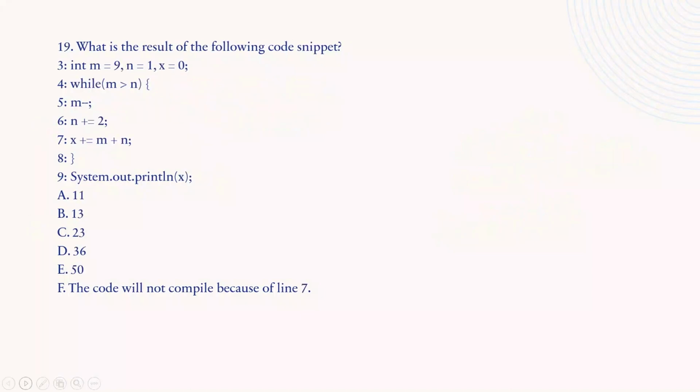The 19th question. The answer in this case is D. Let us understand why. Prior to the first iteration, m equals 9 and n equals 1. When you are solving these output questions, always write it down first. Then you can do it in your mind when you are comfortable with it. So let us write it in a proper way: m equals 9, n equals 1, and x equals 0.